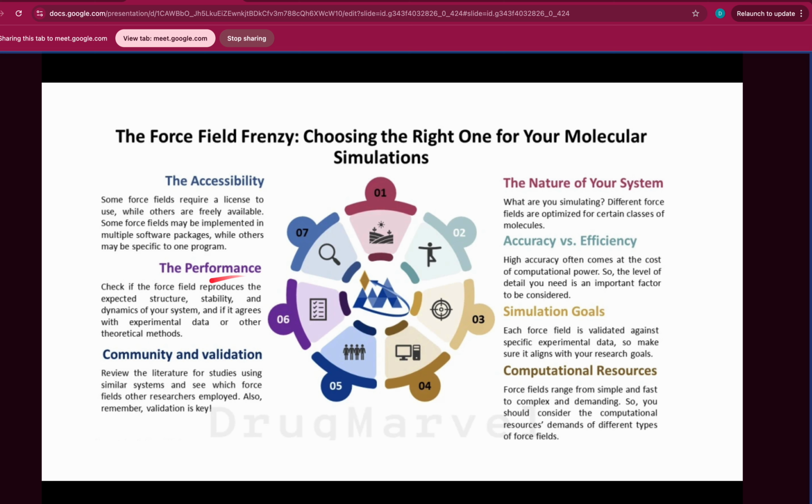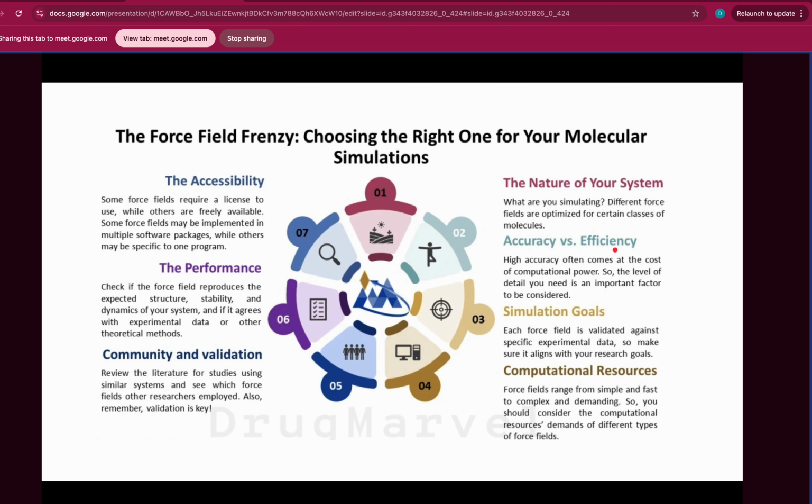Then performance. We need to check if the force field reproduces the expected structure, stability and dynamics of the system. If it agrees with the experimental data, then we can select that particular force field. Then comes community and validation. Before doing anything, firstly we look into the literature at what other scientists are doing and which force field they recommend. If somebody has already validated some force field, then we can decide from there as well. Then nature of the system. It depends on what you are simulating, so based on that also you can select a particular force field.